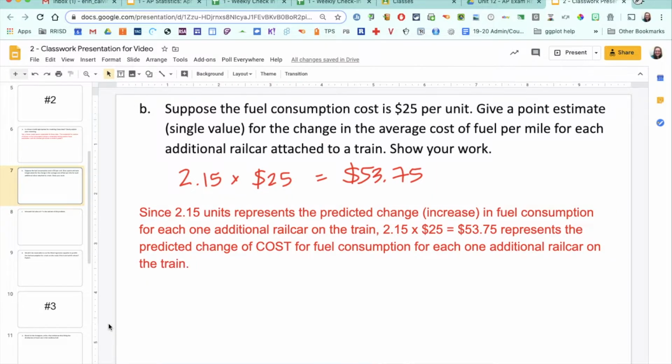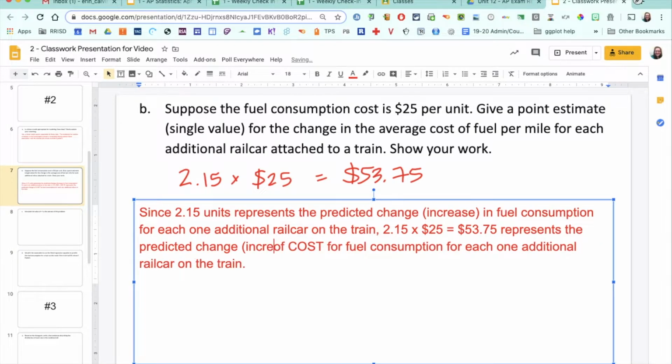So there we have it. Since 2.15 units represents the predicted change or increase in fuel consumption for each one additional rail car on the train, 2.15 times $25 equals $53.75 represents the predicted change in cost for fuel consumption for each one additional rail car on the train. And we might actually put change, parentheses, increase again, just to be really specific. So that would be your answer to that problem. Simple multiplication is all you needed to do, and just a little bit of explanation.